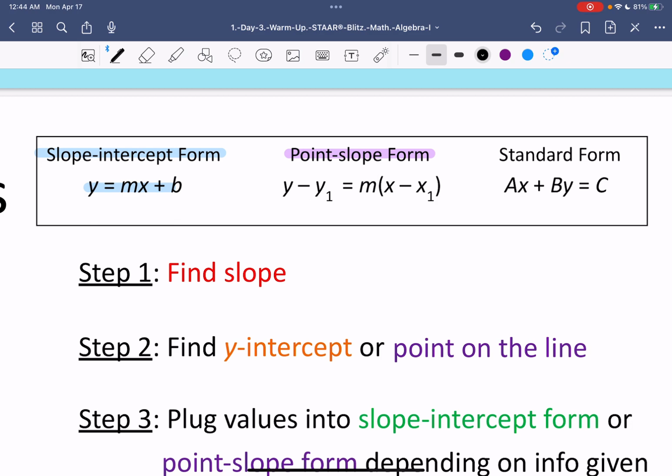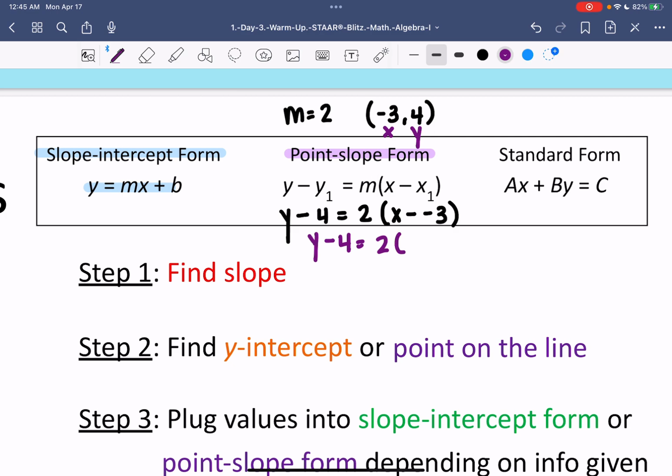So in this case, if your slope is 2 and your point is -3, 4, remember this is your x value, this is your y value. So when I go to put them in point slope form, it's y minus my y1, which is 4. My y value is 4. My slope is 2. And then x minus my x value, which is -3. Well, remember, when we subtract a negative, that gets us a positive. So that's why it looks like it changes its sign.